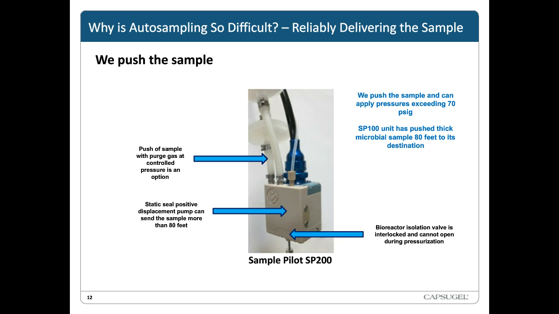But then also, delivering the sample. Well, that's difficult also. Sometimes the analytical devices are far away, and one of the issues that many of our clients have is they can't reliably get the sample to the destination. So we designed the sample pilot with a positive displacement pump directly inside the body of the sample pilot. And so we can use positive pressure to push the sample. We push a microbial sample 80 feet to the destination. We also have the ability to draw some sample if you're concerned about volume, and then use air at controlled low pressure to push that sample to its destination.